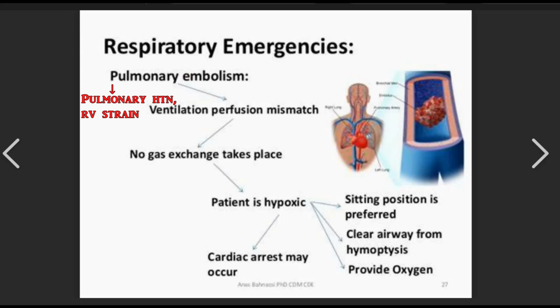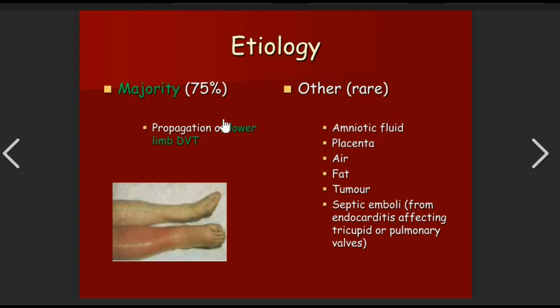What causes pulmonary embolism? Usually it's caused by DVT, deep vein thrombus. This is the blood clot that forms in the deep vein in the extremities. This blood clot can dislodge and travel to the pulmonary artery, causing emboli. What are the other reasons?